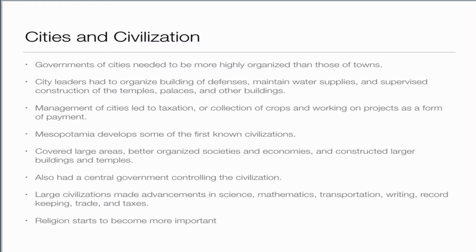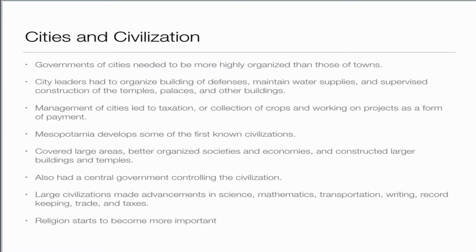All right, so they need to be much more highly organized than the towns. A lot more people, a lot more things can happen, so you need better government systems. So the government, the city leaders and the government had to build the defenses, they had to maintain the water supplies, that included the irrigation systems, the construction of temples, palaces, and other different buildings that would happen in there.